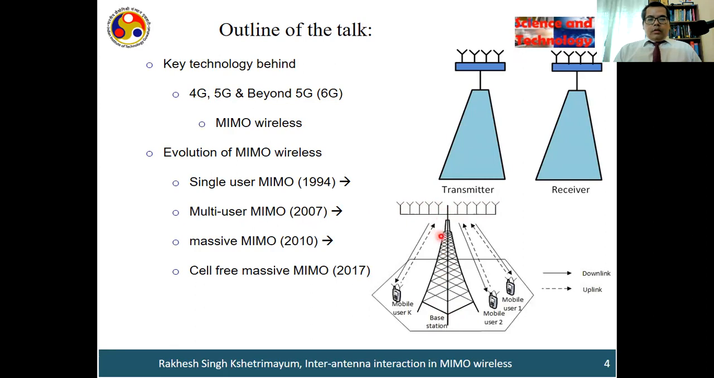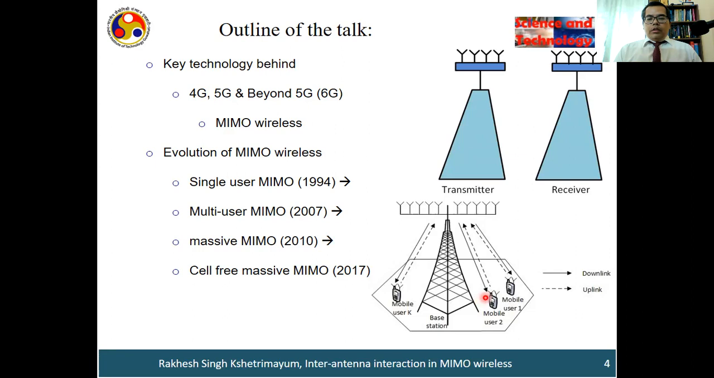This base station will serve mobile users in a cell which is hexagonal in shape. Every base station will serve many mobile users: mobile user 1, 2, and mobile user K. So K mobile users in a cell. That's why it's multi-user MIMO. Here this MIMO is called multi-user MIMO because we have many users. In the previous case, we considered only one user, so it was single user MIMO, but this one is multi-user MIMO.